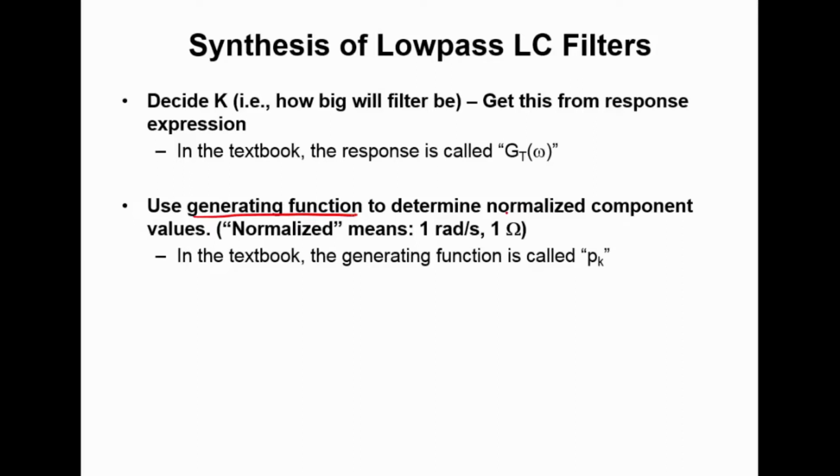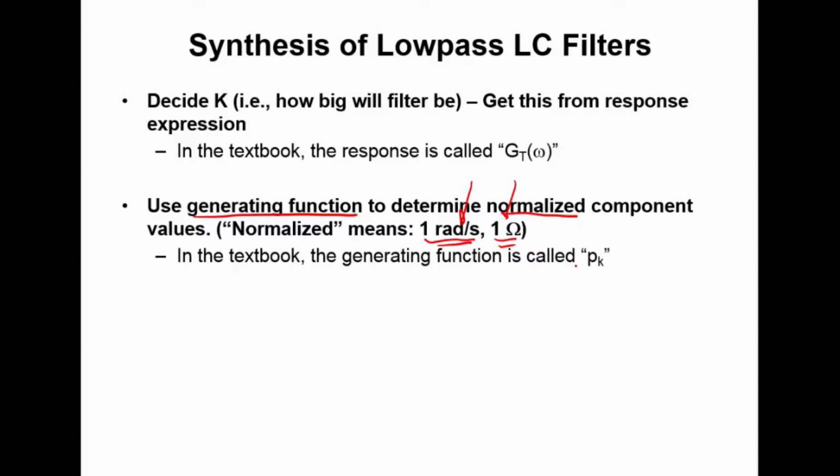Next, I use a generating function to determine the normalized component values. Now, what do I mean by normalized component values? Generating functions, such as those described in the book, give you normalized component values, and that means that the filter that you get will have a cutoff frequency of 1 radian per second and will be designed for 1 ohm terminations. Now, you will almost never want a filter that has that kind of cutoff frequency and that impedance. So in general, you have to renormalize the filter, and it's a very simple thing to do. We'll talk about that in a moment.